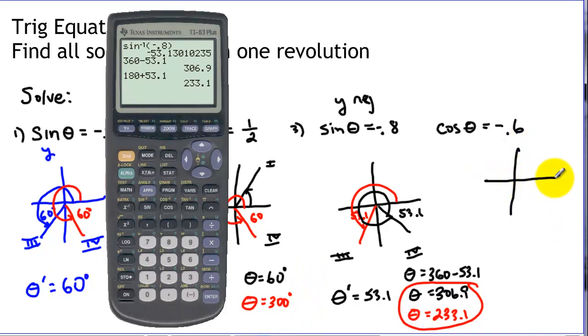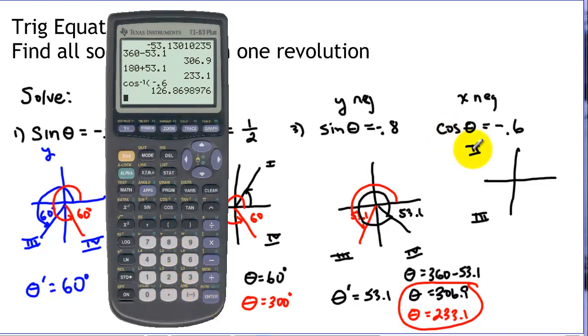Same thing. Now x, we need to know where the x is negative, and that's going to be in quadrant 2 and quadrant 3. Let's see what the calculator gives us. Inverse cosine of negative 0.6. So that gives us 126.9. So in this case, that is one of our answers. That's our second quadrant answer.